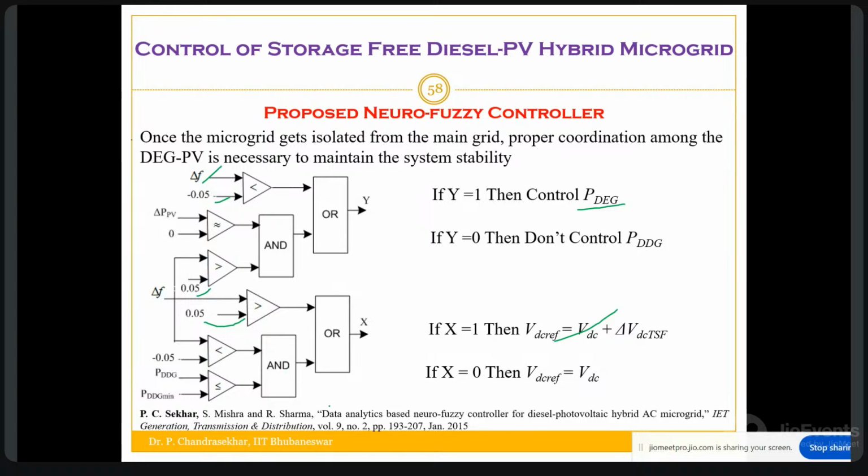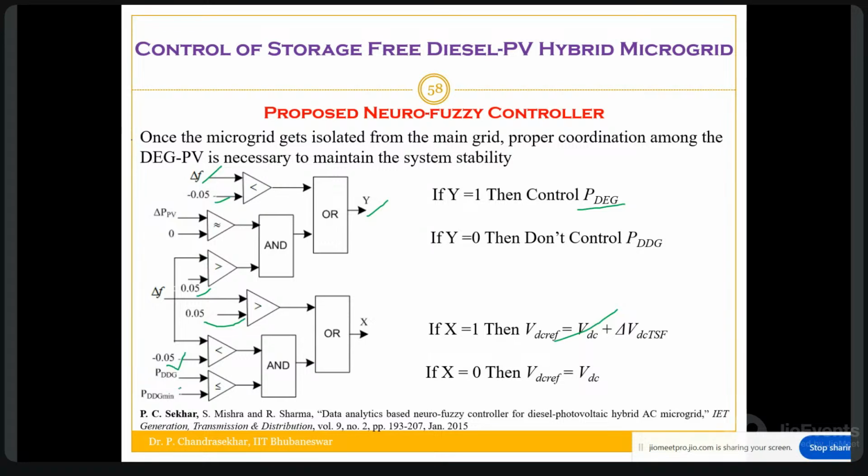Once the PV generator reaches its maximum power output, if still the frequency is decreasing, then I should increase the diesel generator power output. Means if at all I wanted to decrease the power output of the generator for the increased frequency, I should control the diesel generator. If at all I wanted to increase the power output, my first preference is PV generator. If the PV generator is exhausted, it has already reached the maximum power output, then only I should be going with the diesel generator.